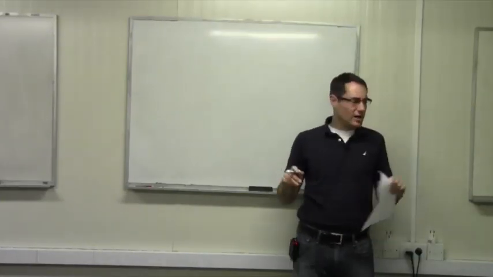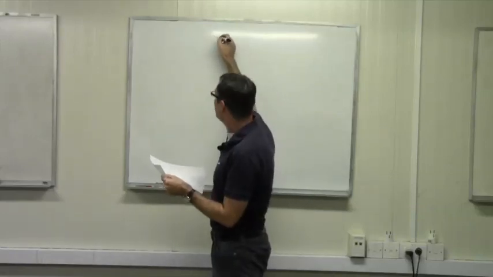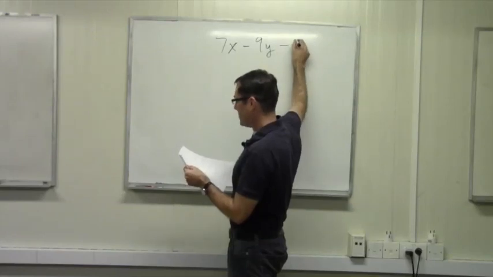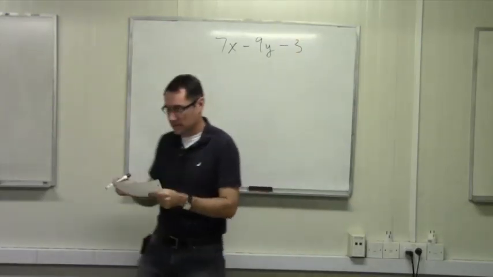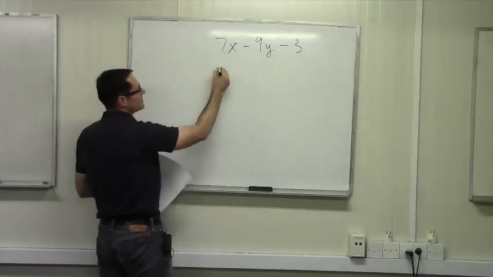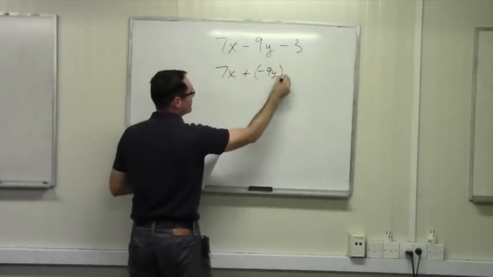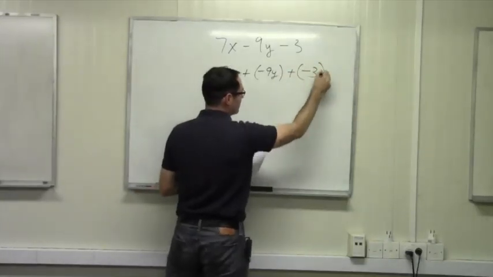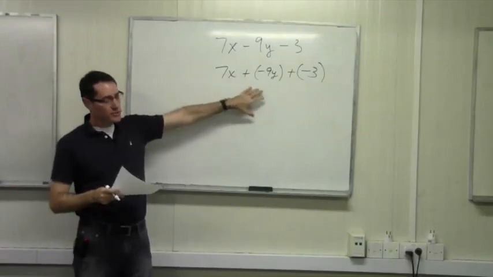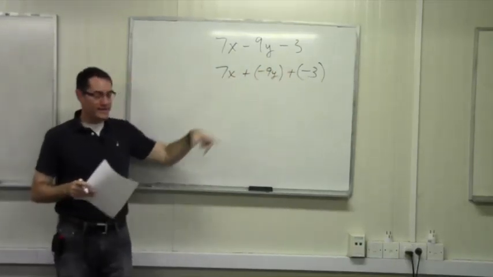Let's talk a little bit of vocabulary for a minute. Algebraic vocabulary. 7x minus 9y minus 3. You can always rewrite these like this: 7x plus negative 9y plus negative 3. The only reason I'm doing that is to show you that in an algebraic expression, you can always break it up such that things are added together.